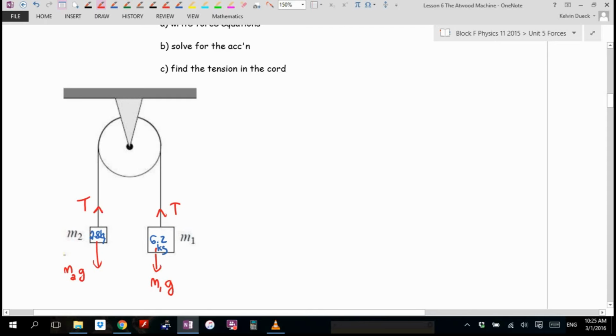And I'm going to argue that the tensions are the same because they are the same rope. And I said last time, there's no way that you can tug on one side of a rope and not have exactly the same force on the other side of the rope. Is that okay? Who's winning? The bigger mass. And I think that's reasonable, yeah?